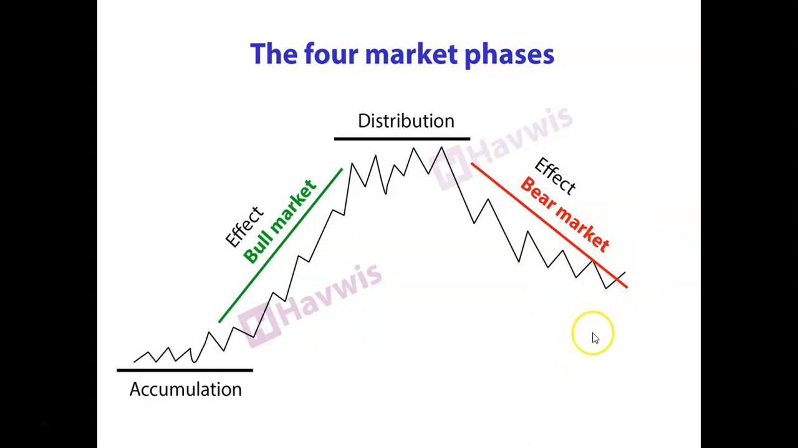So the bear market and the bull market are cycles. This bull market here is a market cycle. It can last for a year or 2 years or so. The accumulation phase and the distribution phase are usually not too long, and after the distribution phase we move over to the bear cycle, and then it happens again.